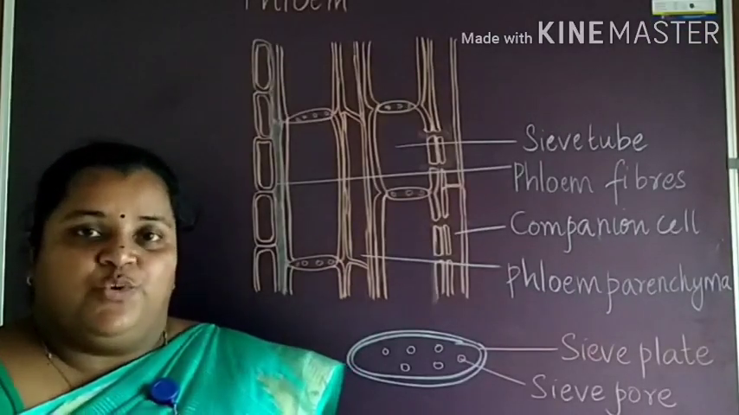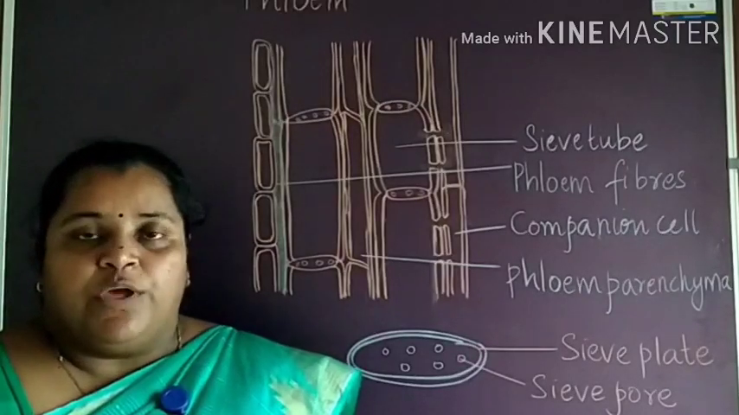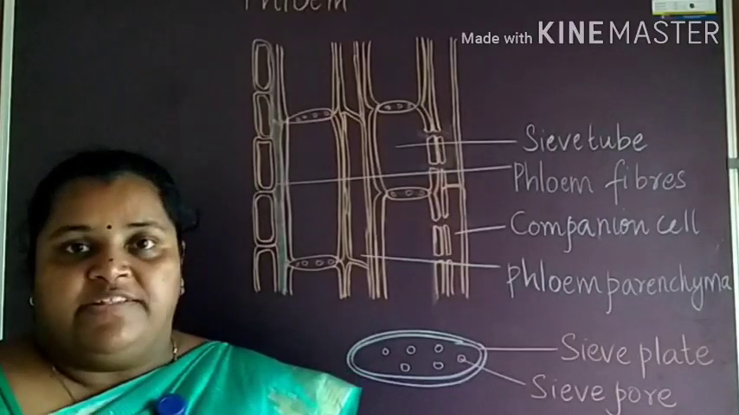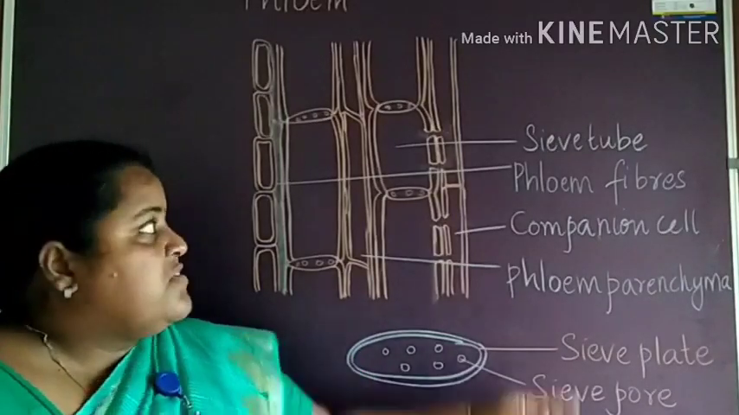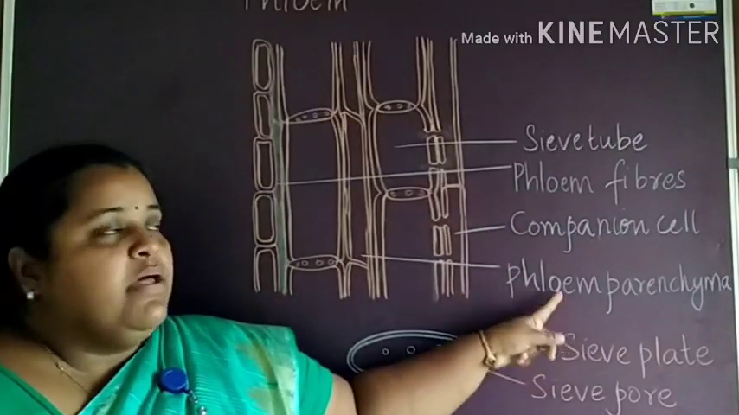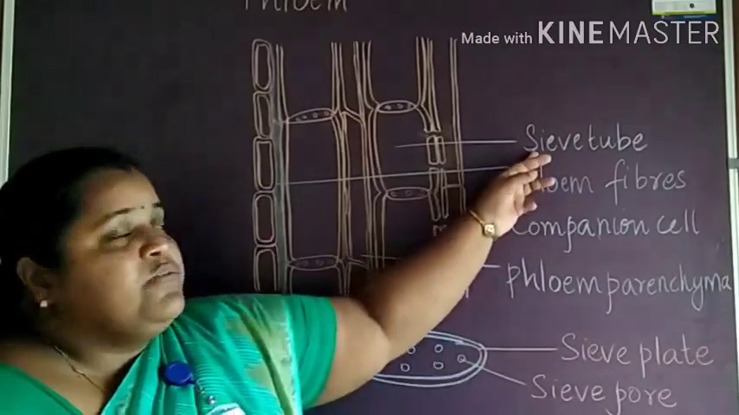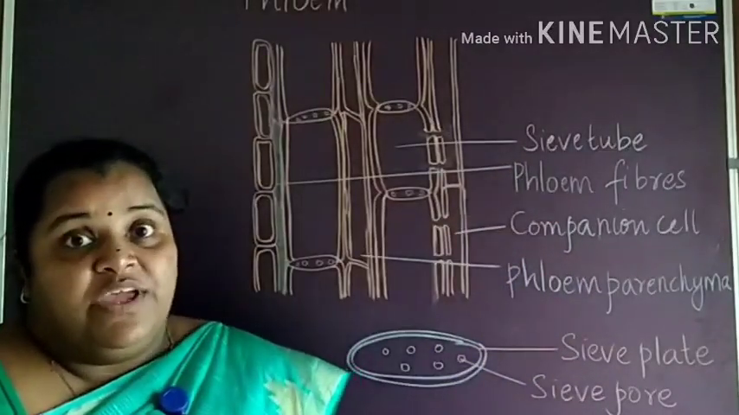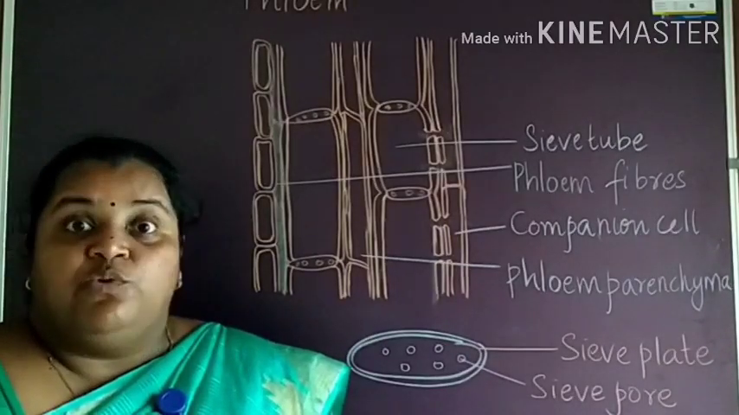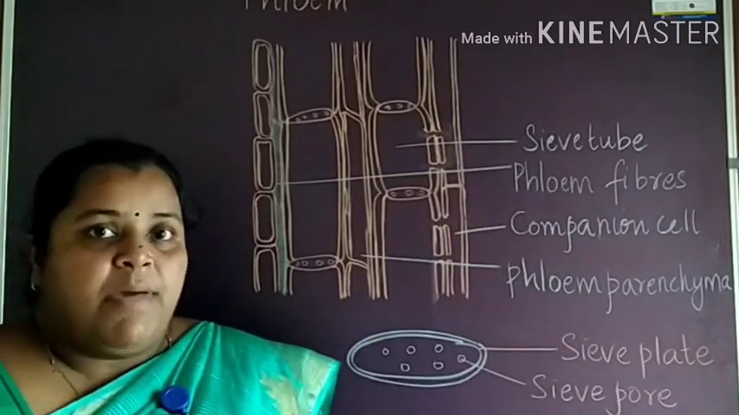The next vascular tissue which helps in transportation of food in plants is phloem. Phloem is also made up of 4 different types of cells. They are sieve tube, companion cell, phloem parenchyma and phloem fibers. Sieve tubes are long, elongated, tube-like structures arranged longitudinally one above the other in an interconnected manner.